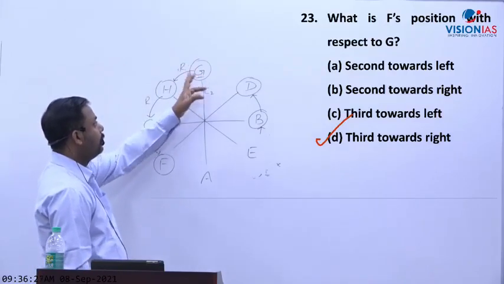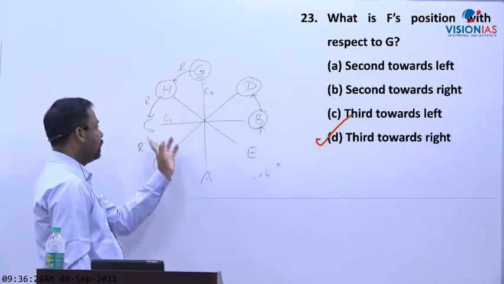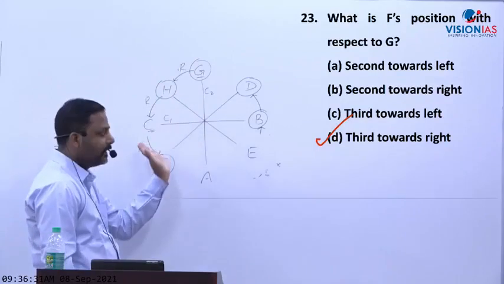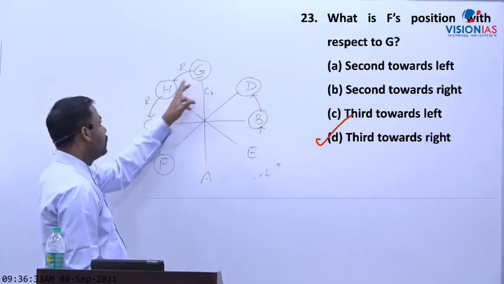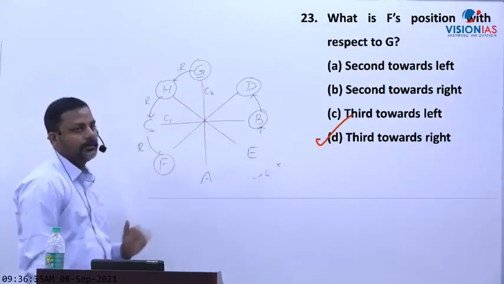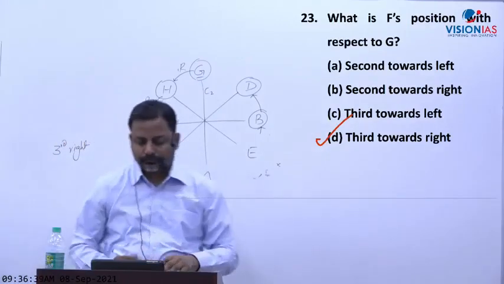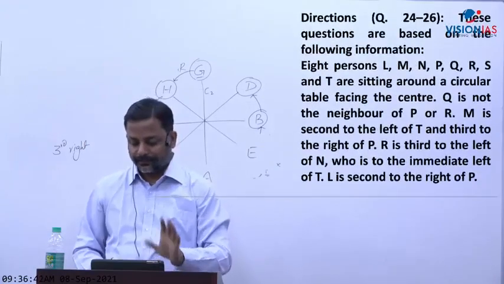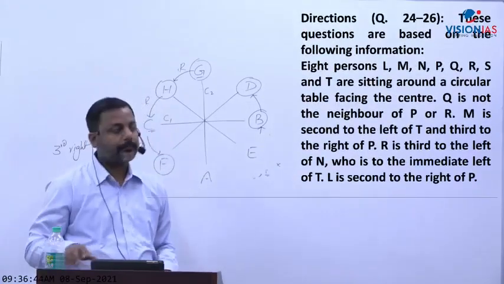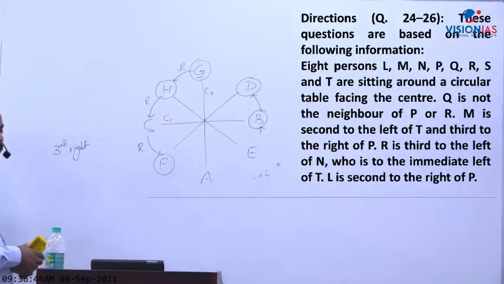So from G we are moving anti-clockwise. Anti-clockwise means on the right hand side, and the position is first, second and third. So F is third to the right of G. The answer will be third towards right. Okay. Let's solve this question now.